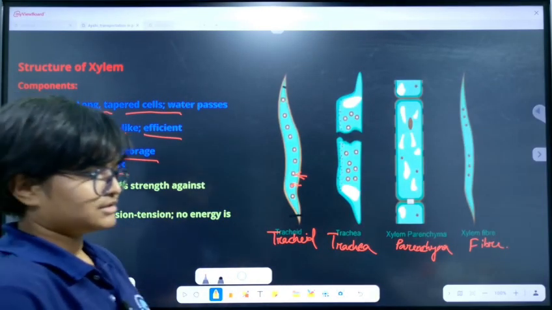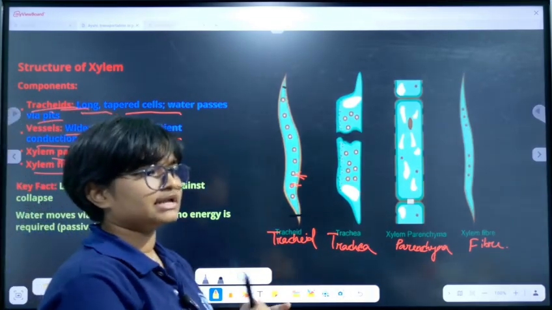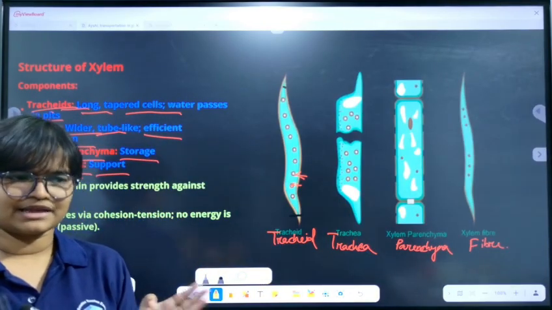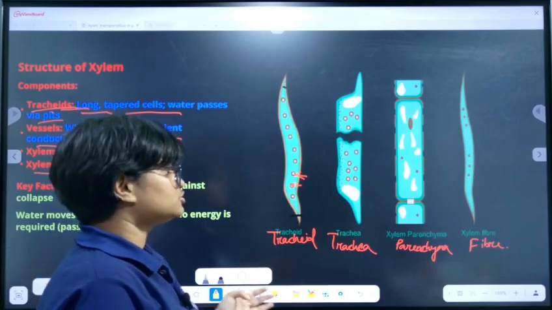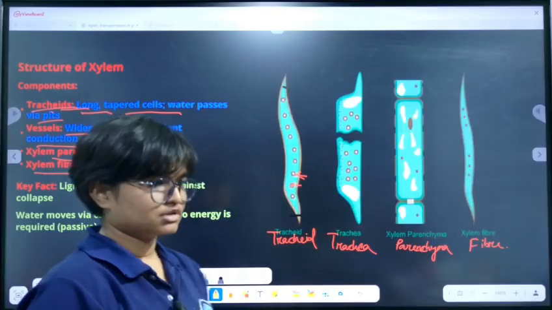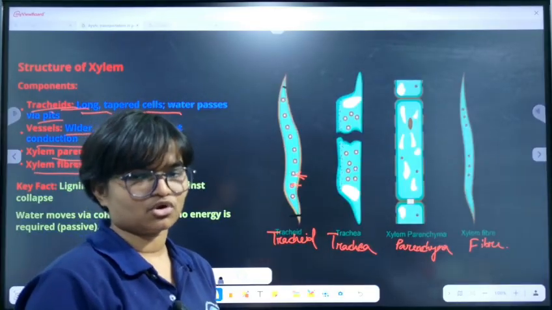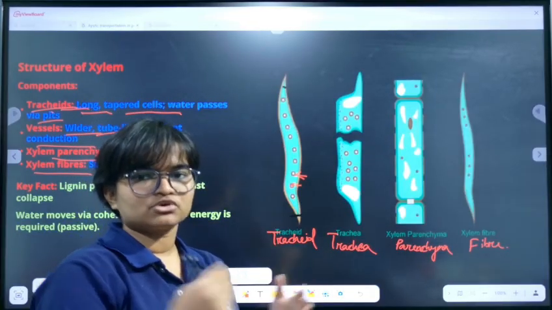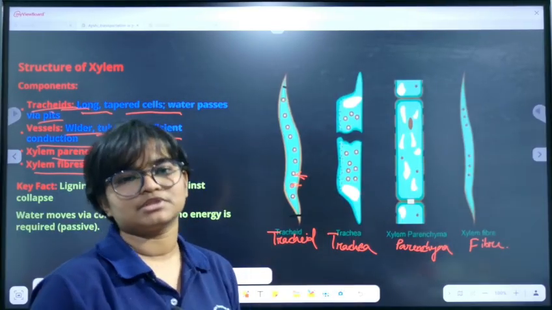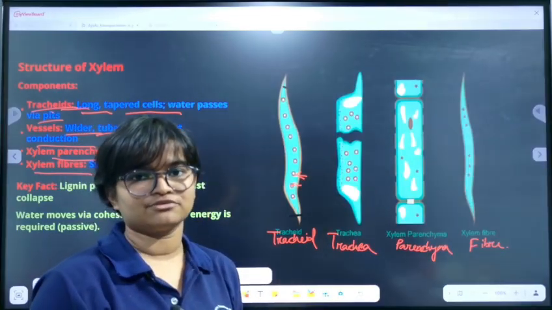One thing: when you are given a question to write the components of xylem, or any xylem-related question, be sure to draw the diagrams of all these components, okay? Because it will give you one extra mark. If the question is for 5 marks, and you write down only for 3 marks, at least this diagram will give you 1 extra mark. I mean, like you will get 4.